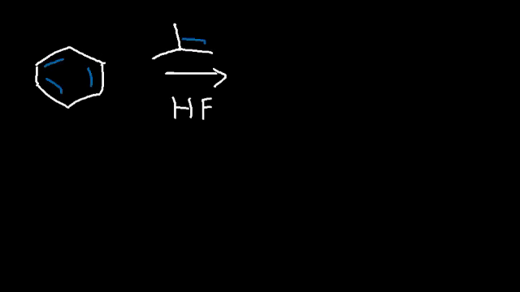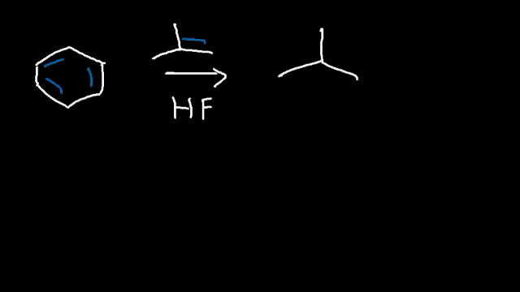On the test, if you were to see benzene with an alkene that looks like this, 2-methylpropene with HF, what would you do? Now this is just another variant of the Friedel-Crafts alkylation reaction. It's just you're finding other ways of generating carbocations instead of using an alkyl halide. So let's talk about what's going to happen here.